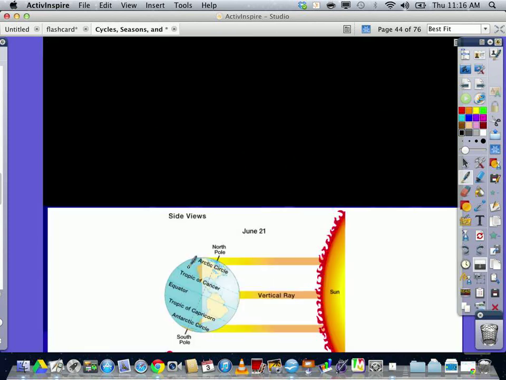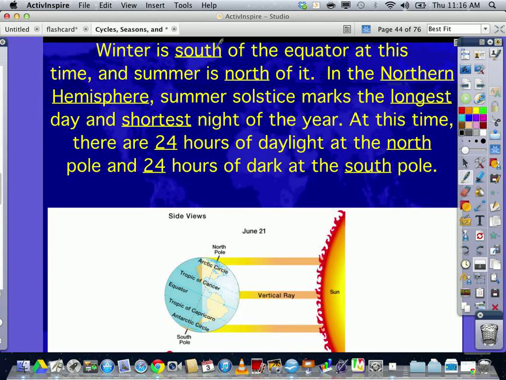Now looking at our day and night again. Let's look at the North Pole. This time in summer solstice, the North Pole is in daylight. The South Pole is in the dark in the nighttime. So, winter, south of the equator. Summer, north of the equator. So this marks the longest day and shortest night.